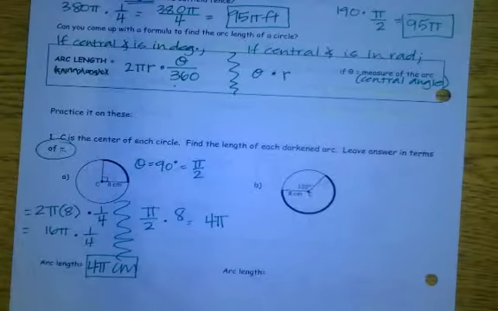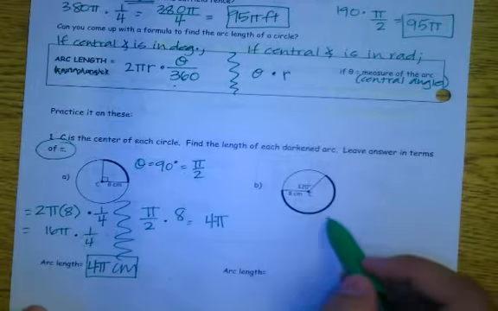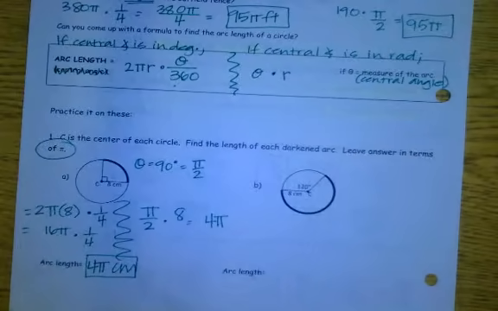Try letter B on your own. Pay attention to which arc you are solving for. Make sure you use the appropriate angle. What would be the angle that you're using for B? 240 degrees. Because you know that all of it has to be 360, so 360 minus 120 and you'll get 240.